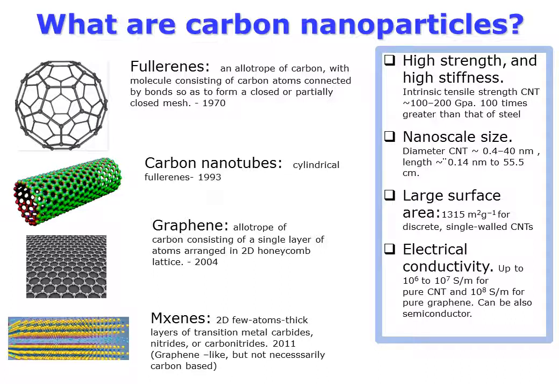A few decades ago, carbon nanoparticles were obtained. First, fullerenes, next, carbon nanotubes, more recently, graphene and Mxenes. The nanoparticles are much stiffer and stronger than glass or carbon fibers, and can be conductive. That led many researchers to the idea to use the materials to implement additional functionalities in composites.